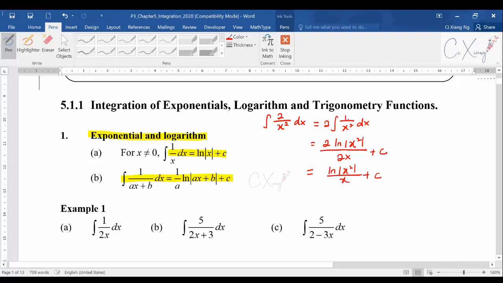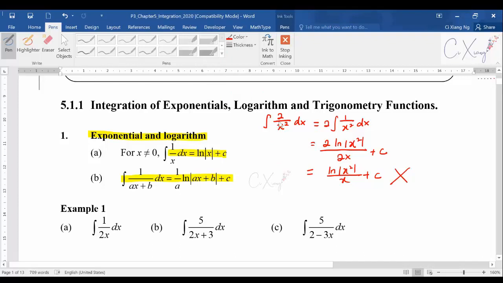Okay, so if you look at the method here, when I'm having 2 over x squared, and I try to apply the method that we learned just now and try to simplify, this is the answer that I get. If you are applying this method in this kind of question, the answer is wrong. Okay, the correct way should be what?